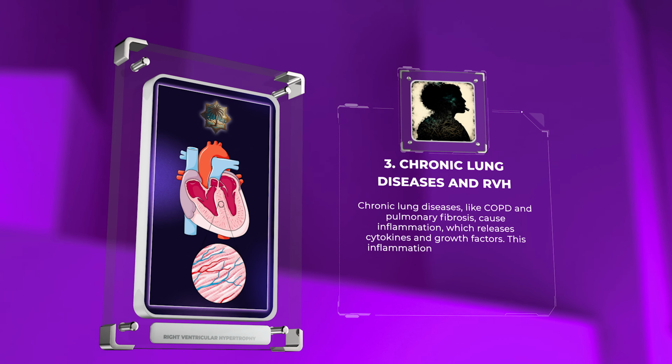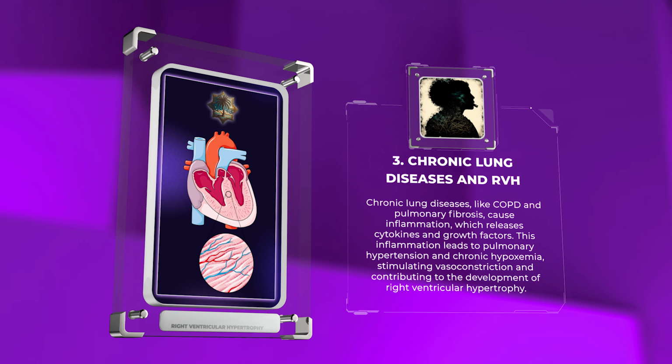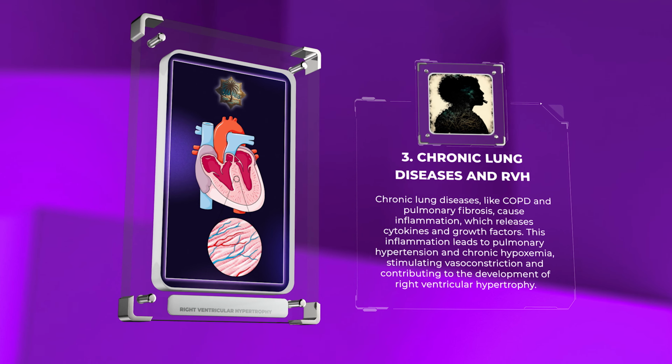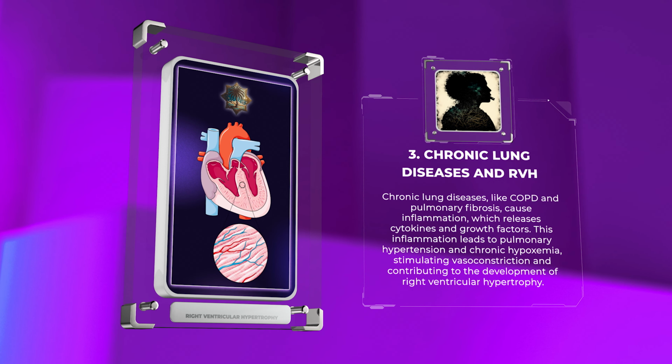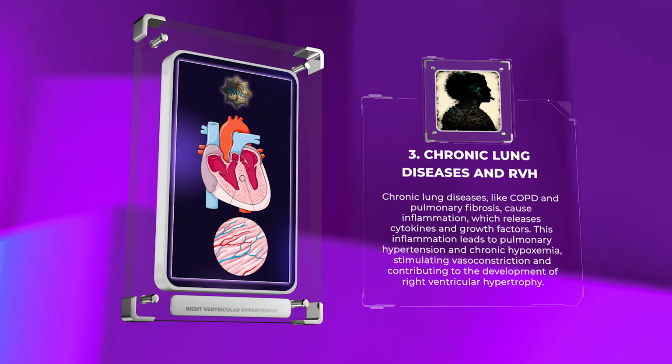Chronic lung diseases, like COPD and pulmonary fibrosis, cause inflammation, which releases cytokines and growth factors. This inflammation leads to pulmonary hypertension and chronic hypoxemia, stimulating vasoconstriction and contributing to the development of right ventricular hypertrophy.